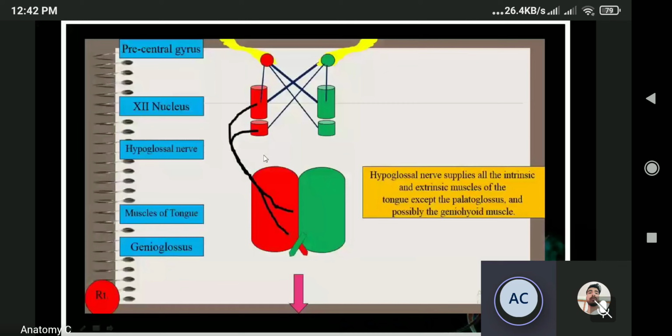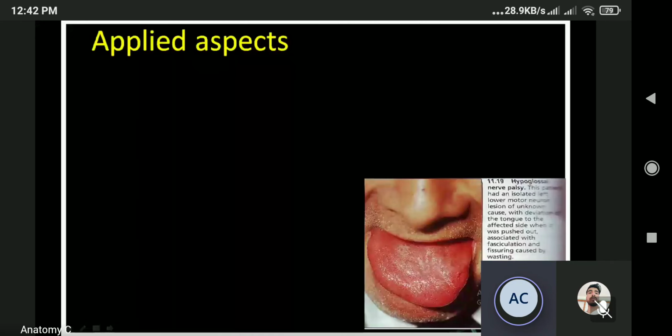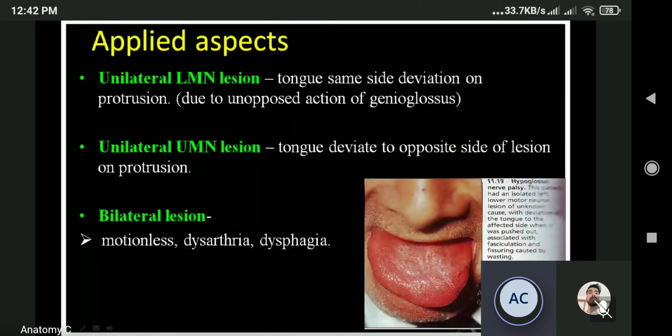So what mainly you can see in this diagram also, just see over here, the patient is having the lower motor neuron lesion. So now, protrusion is towards the left side. That means the right genioglossus muscle has been paralyzed. This is the lower motor neuron lesion. Is it clear this one? Yes, ma'am.